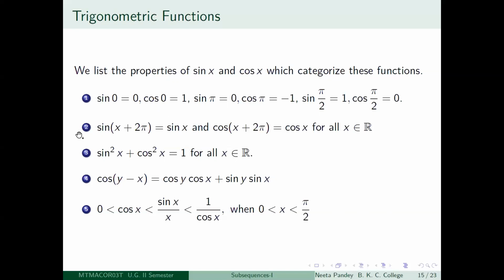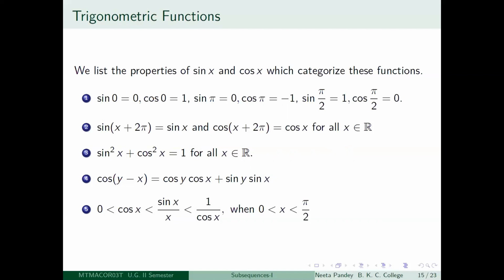This is one set of conditions which you want to put on the functions. The other one is that it is 2 pi periodic. The third one is that if you take the square and sum, that is sine square x plus cos square x, it is going to be equal to 1 for all x. Also, you want that there is this addition formula or subtraction formula you like for cos.